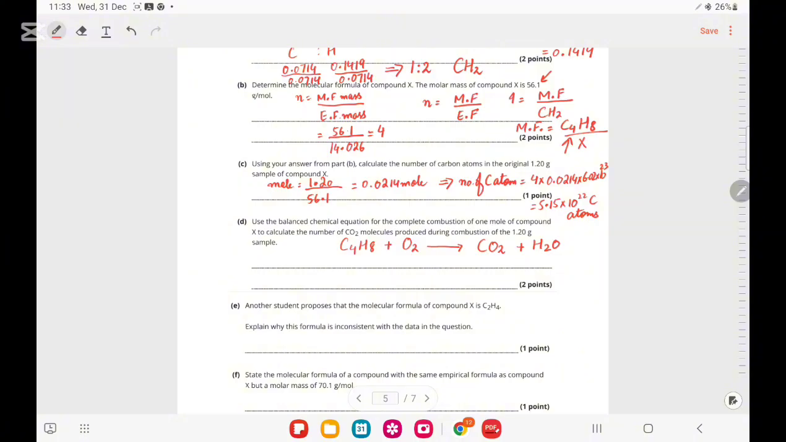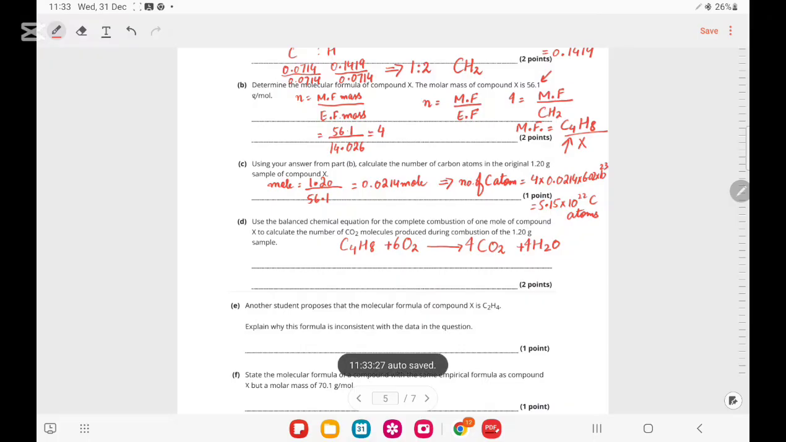There are 4 carbon atoms on the left hand side, so we have to balance it with 4, and there are 8 hydrogen on the left hand side, so we have to balance it with 4 here as well. First carbon needs to be balanced, then hydrogen, then it comes towards oxygen. So there are 8 oxygens and 4 oxygen, so 12 oxygen, so I have to multiply it with 6.